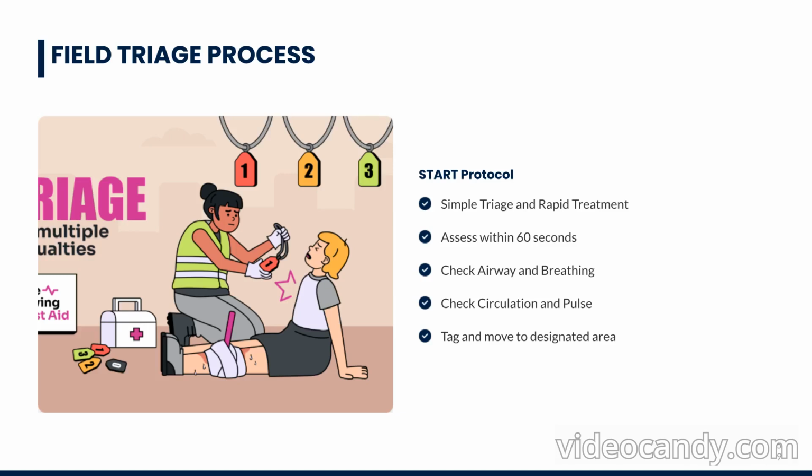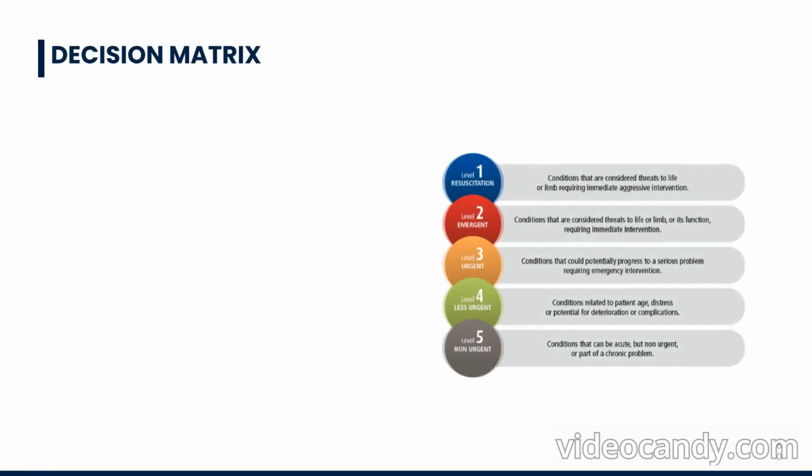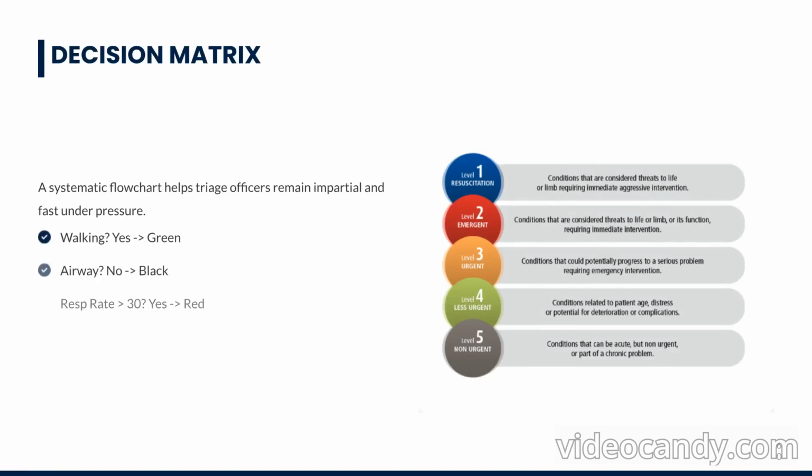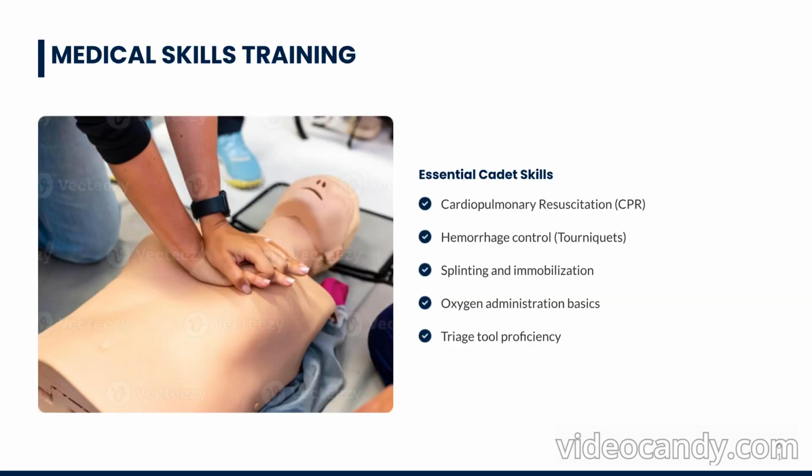This protocol assesses victims within 60 seconds, checking the airway, breathing, circulation, and pulse, followed by tagging and moving them to a designated area. The decision matrix provides a systematic flowchart for triage officers to remain fast and impartial. Key checks include whether the victim is walking, airway response, respiratory rate, and capillary refill time to assign a triage color. Medical skills training for cadets includes essential life-saving techniques.